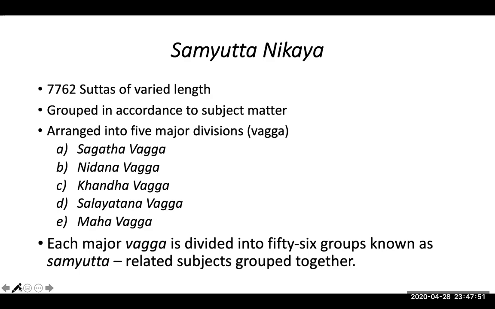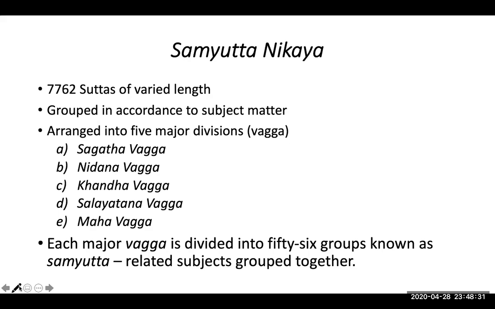The Samyutta Nikaya is arranged into 5 major divisions. The first one is Sagatabhaga, second Nidanabhaga, third Khandabhaga, fourth Salayatanabhaga, the last one is Mahabhaga. Each major bhaga is divided into groups known as samyutta, totaling 56. So samyutta means related subjects grouped together. The samyuttas are named after the subject they deal with.